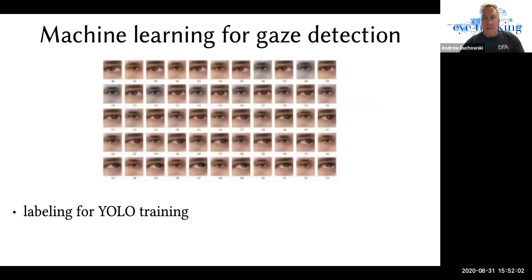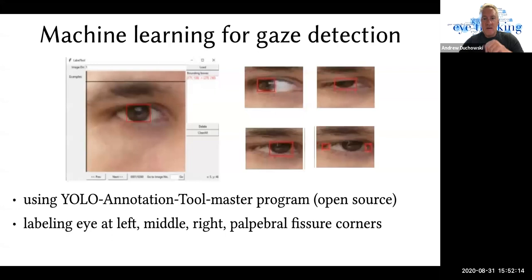So here are the images, a subset of what he used for gaze detection. This is the YOLO training. This is after the dlib point growing and ROI segmentation in OpenCV. He used the annotation tool master program, which is open source, to label the eye looking left, eye looking in the middle, eye looking right, and the palpebral fissure corners. So he labeled these by hand, I believe, using this tool to train YOLO.